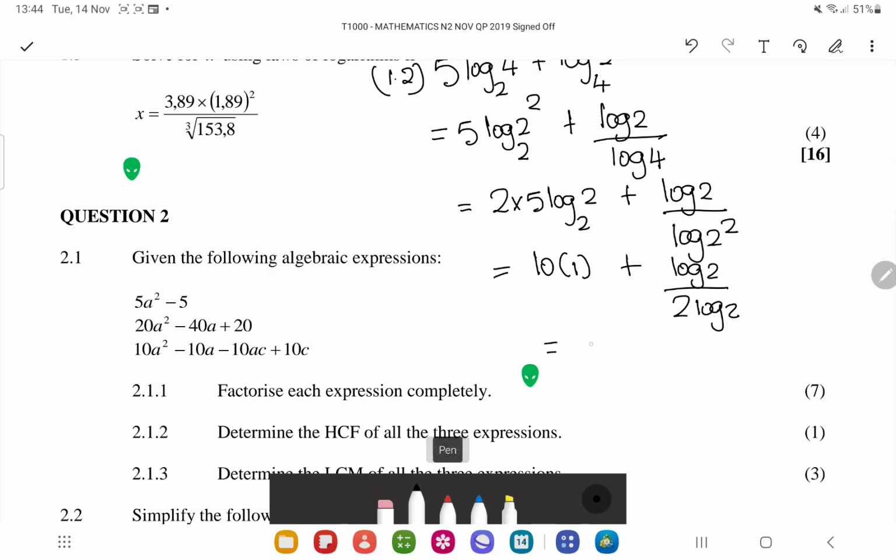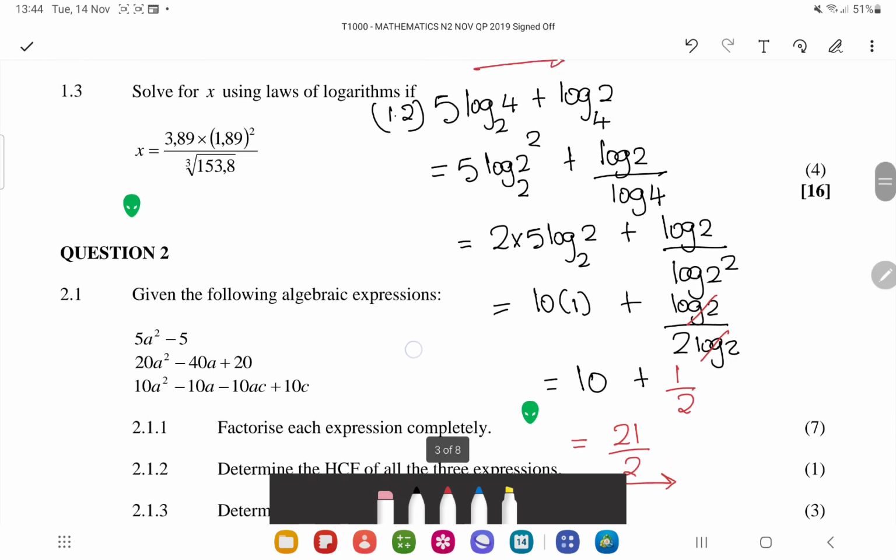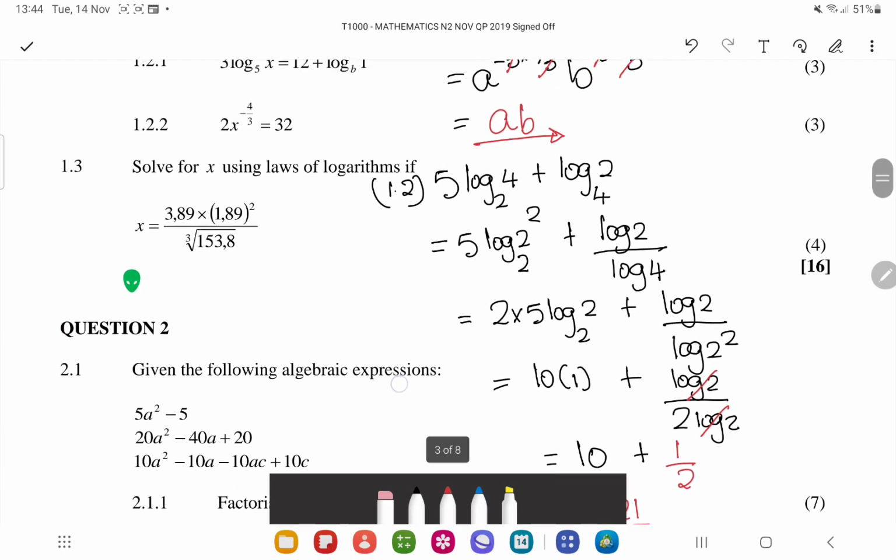Then that will be 10 plus. Remember here, this 2 will cancel, and that will cancel. Then the final answer is 1/2. Then you can use a calculator. That will be 10 1/2. Then you are done. They will give you the full marks that you deserve. Remember, the question will say do not use a calculator, so by all means, we're not supposed to use a calculator.